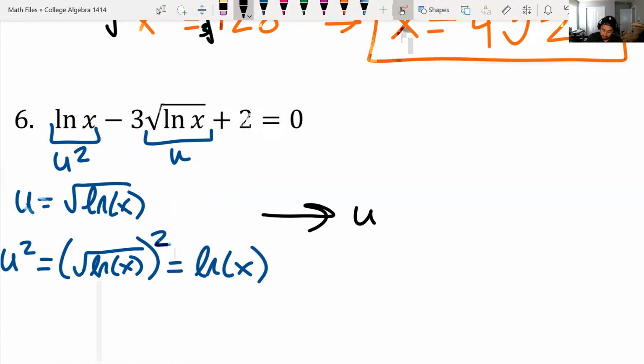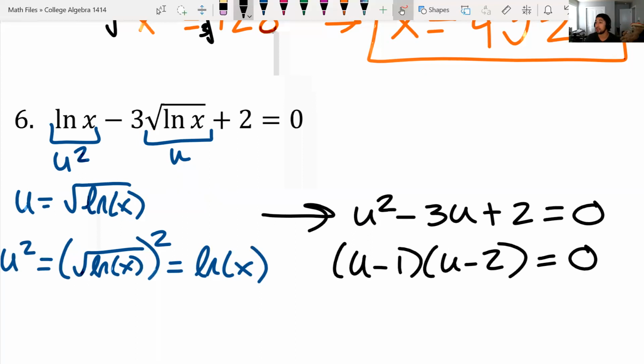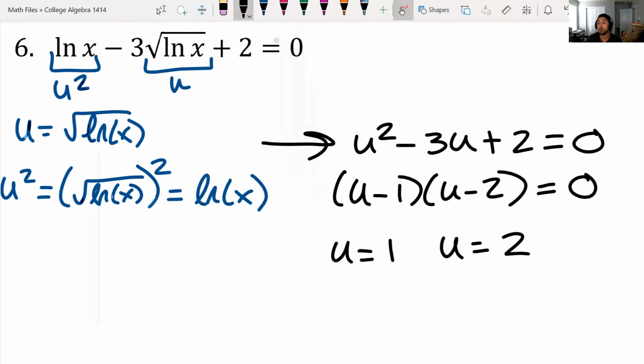And you'll get u squared minus 3u plus 2 equal to 0. And our only hope is, is this factorable? And yes. You'll get (u minus 1)(u minus 2) equal to 0. U squared, negative 2, negative 1, negative 3, and 2. And then solve for u. u equals 1, u equals 2.